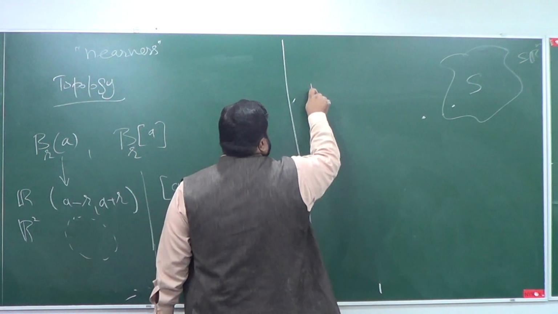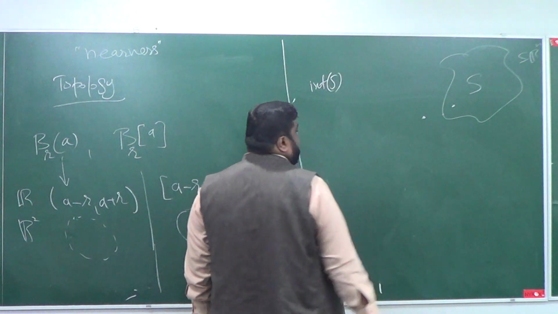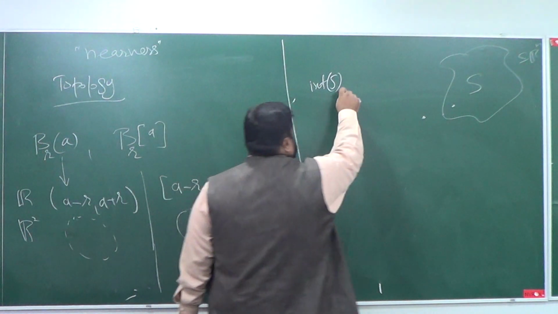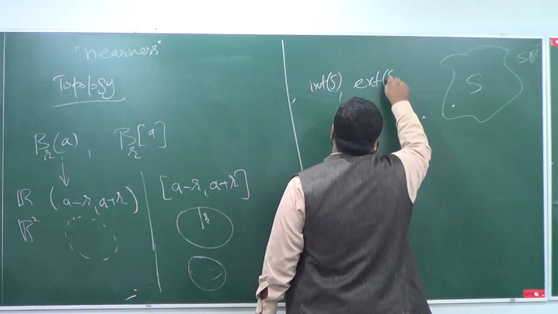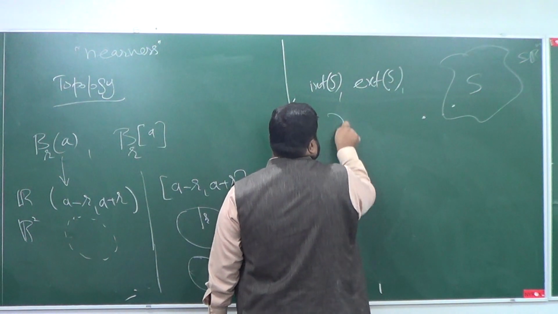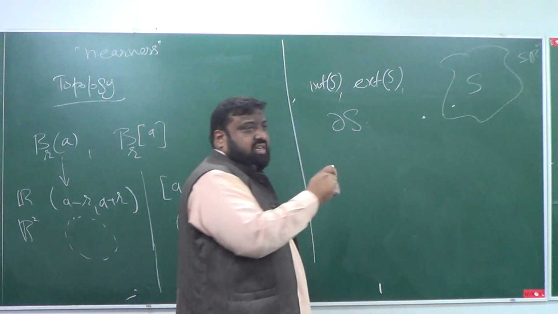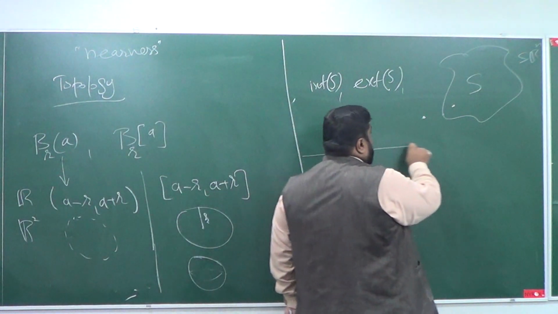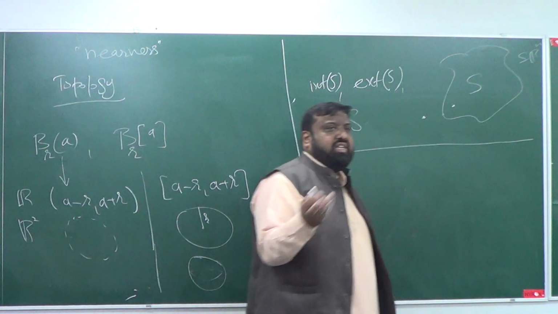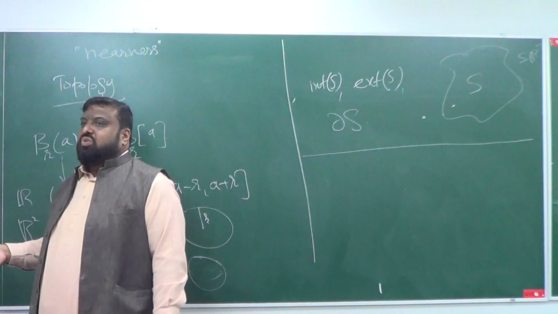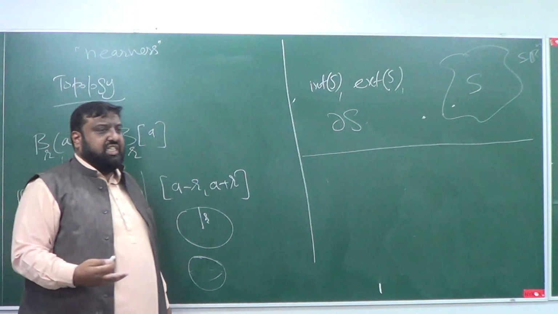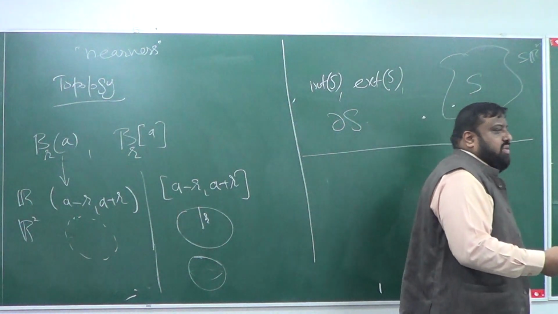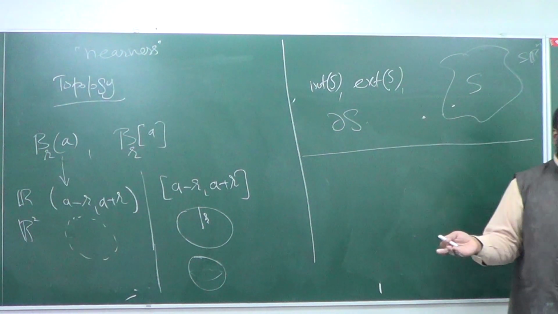And we defined int of S as the set of all interior points, exterior as the set of all exterior points, and for the boundary we use partial S as a symbol to denote the boundary. And then we did one interesting example in which we had 2 sets, S1 and S2. The interesting thing about those sets was that they both have the same interior, same boundary and same exterior, but yet they are different.